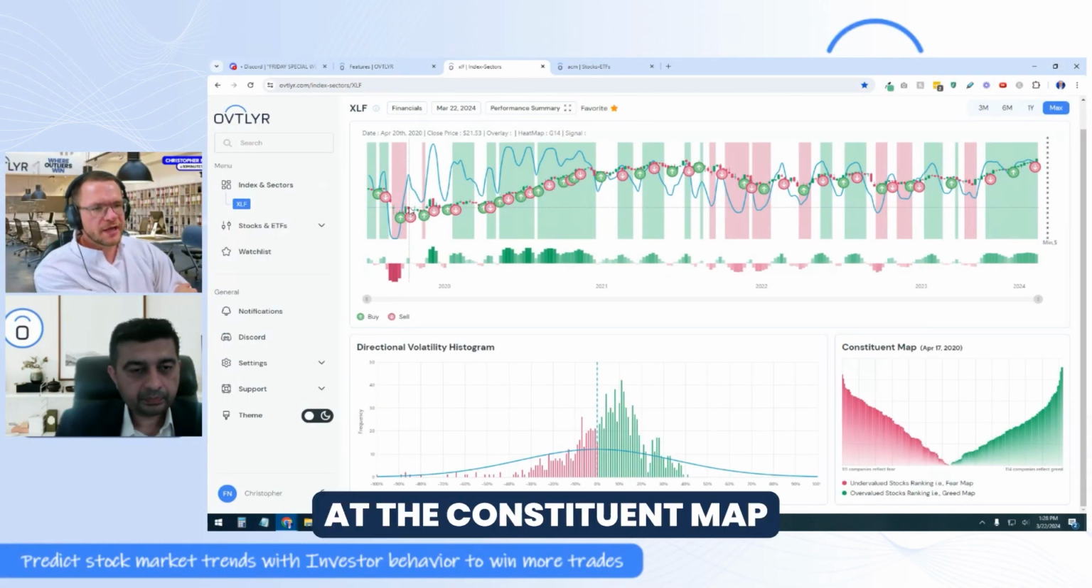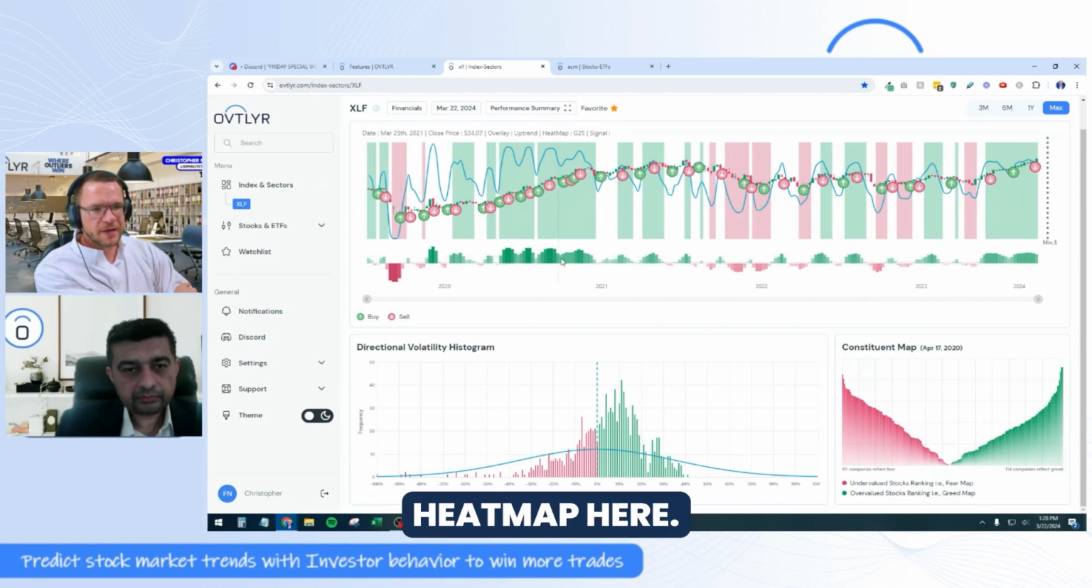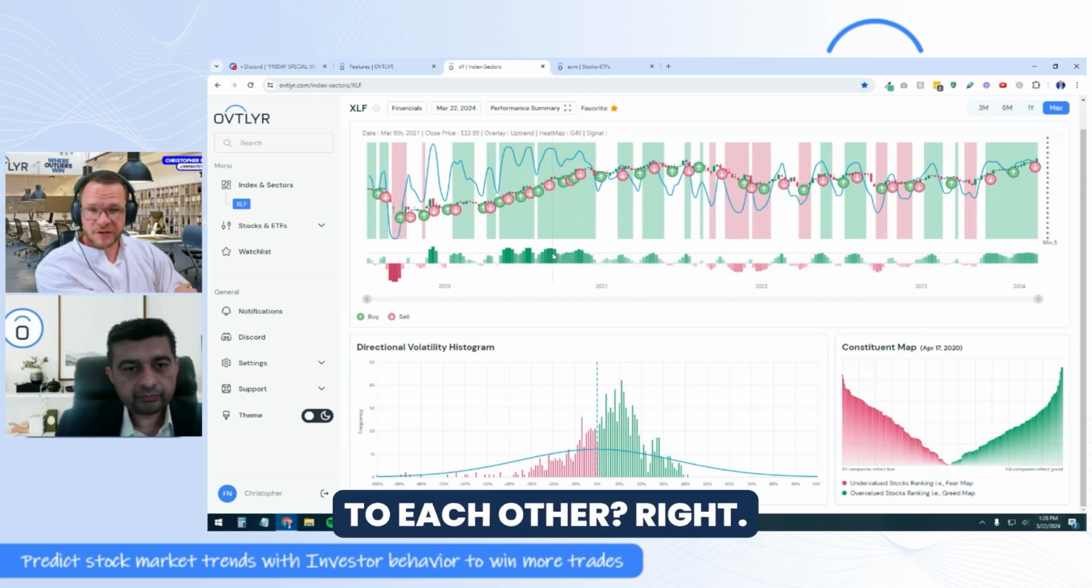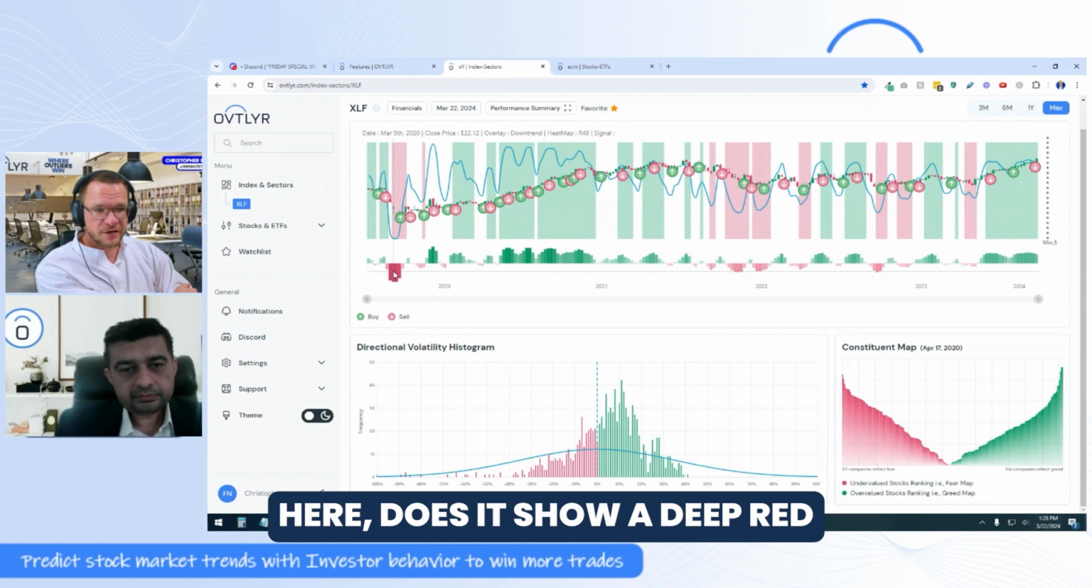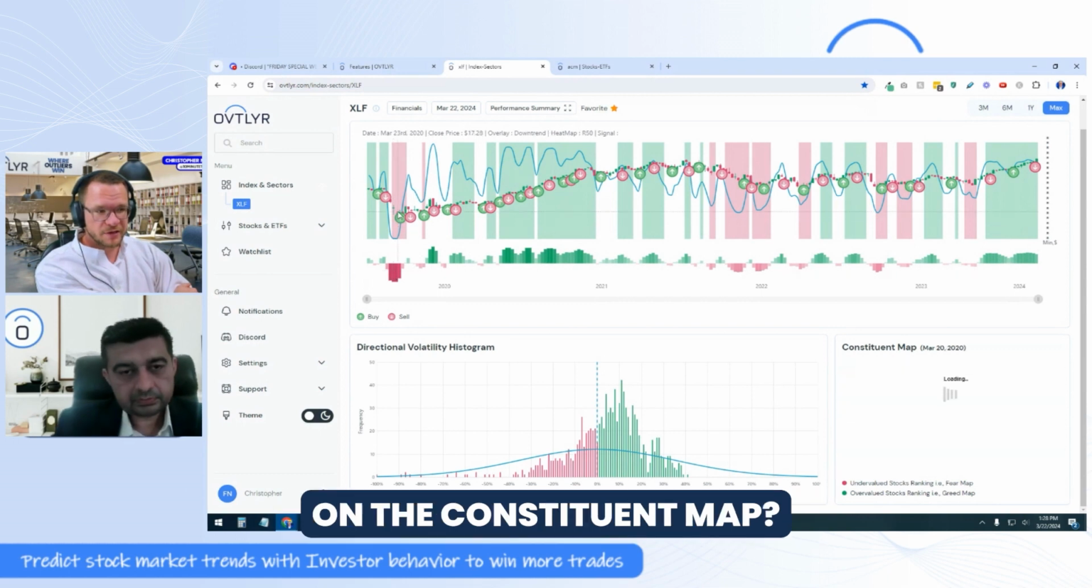So I'm looking at the constituent map on the bottom right, and then I'm looking at the behavioral heat map here. Do these correlate to each other? If I go to the deep red here, does it show a deep red on the constituent map?